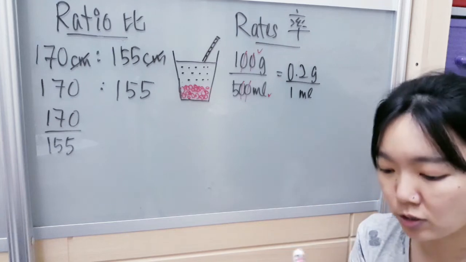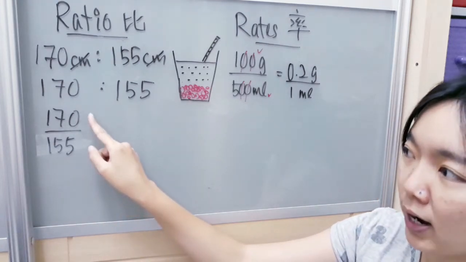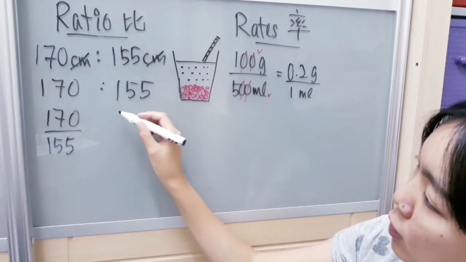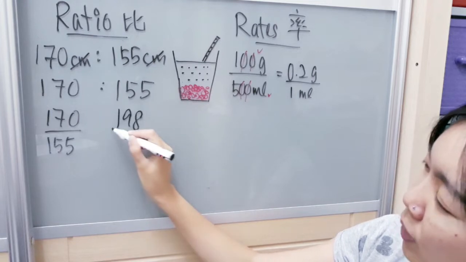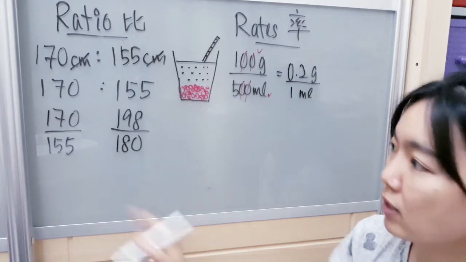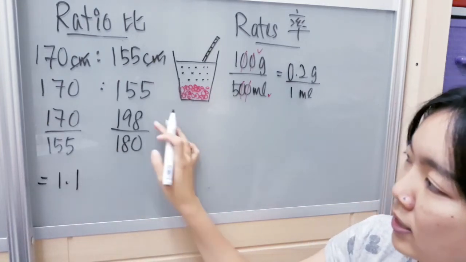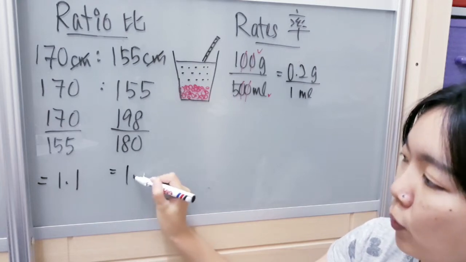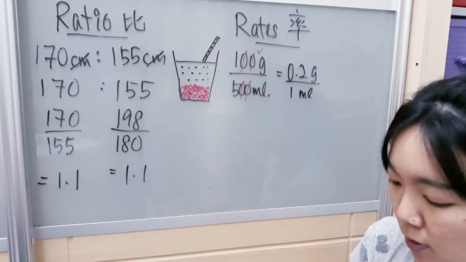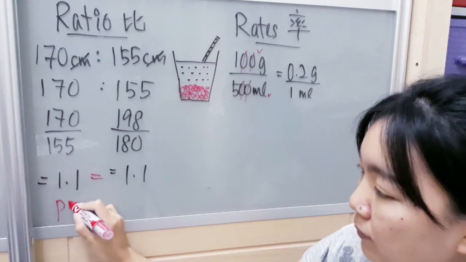But how about proportion? Proportion is something like this. This is the ratio of my height to your height. And I'm going to compare with Michael Jordan's height with my father's height. I put it into calculator, I'll get 1.1. And this into calculator, I will also get 1.1. When these two ratios are coming to the same number, this is what we call as proportion.